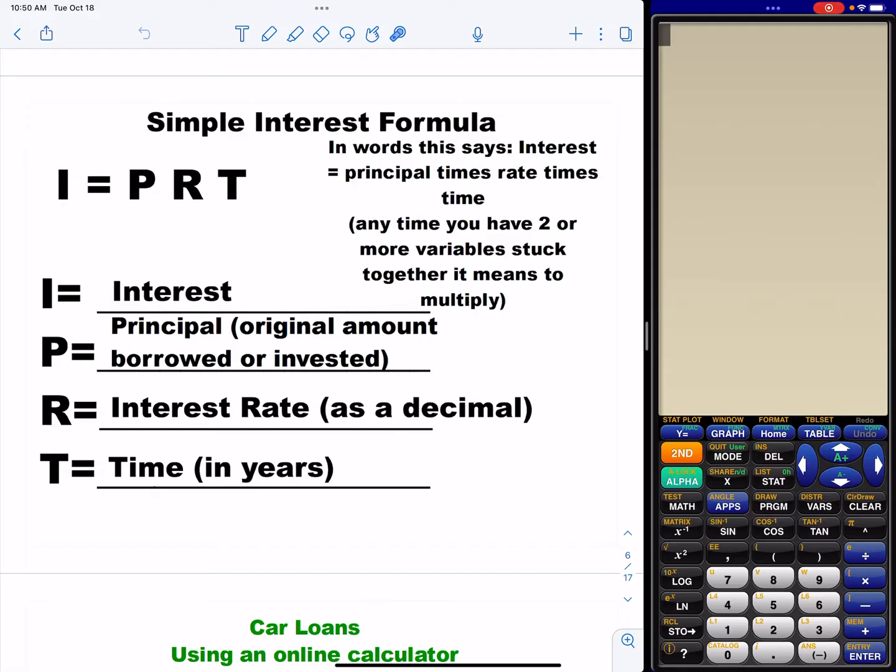And then time has to be in years. So sometimes they will give you the time in months, such as 6 months. Well, 6 months would represent half a year, so you would put it as 0.5. Or 18 months. Well, 18 months, if you divide that by 12, you find out that it's 1.5 years. So your time has to be written in years.